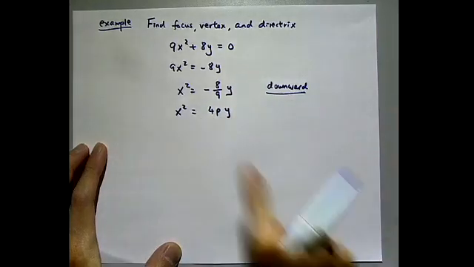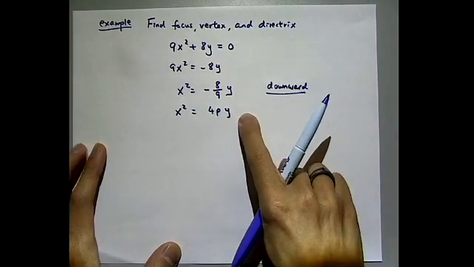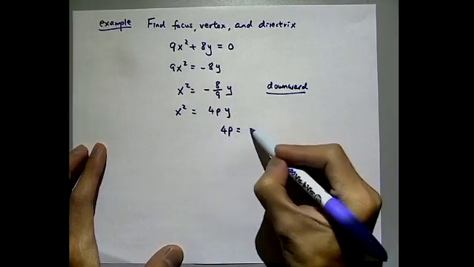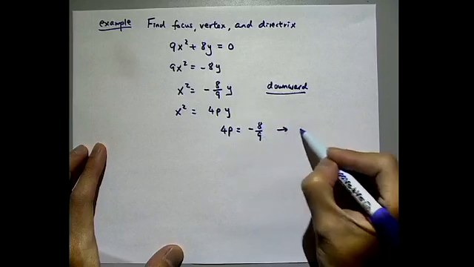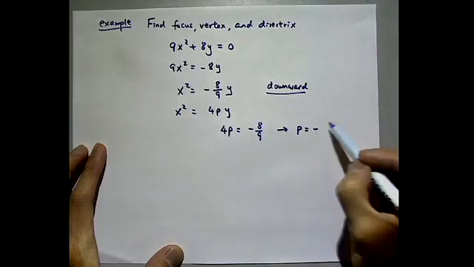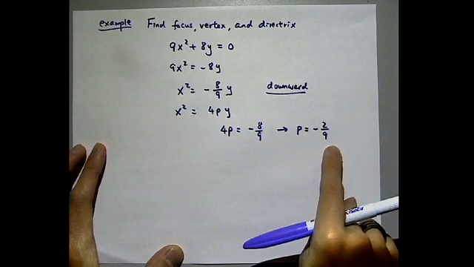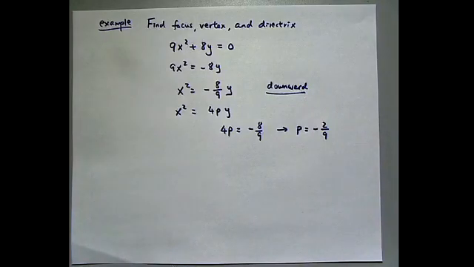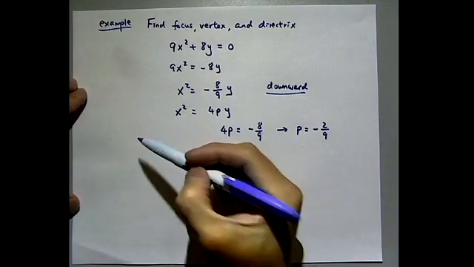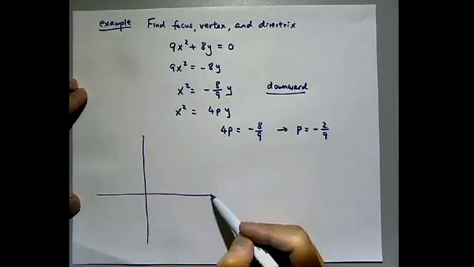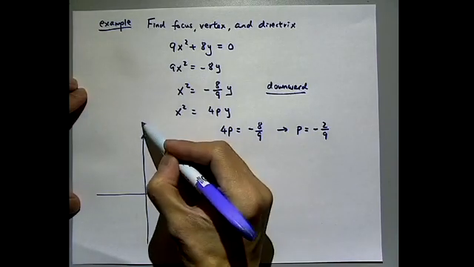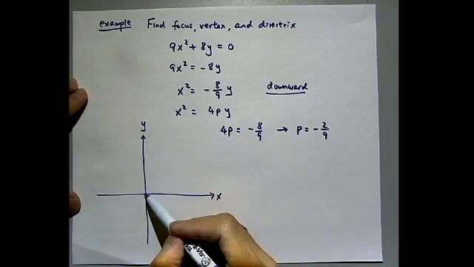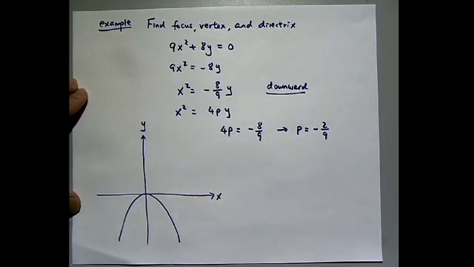Another way to see this is if we line it up next to the standard form, then we see 4p is equal to minus 8 over 9. So that means p is equal to minus 2 over 9. So we have a negative p. Therefore, that's a downward opening parabola. Okay? All right, so just sketch it in. That's what it looks like.